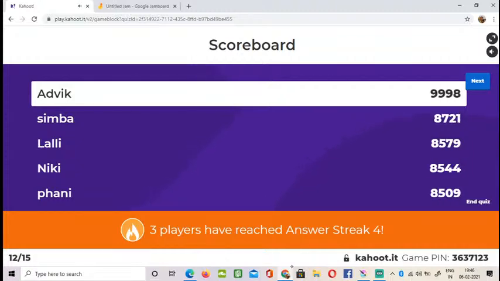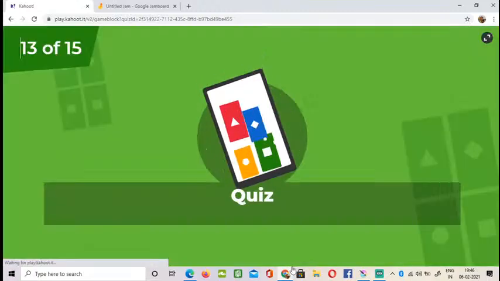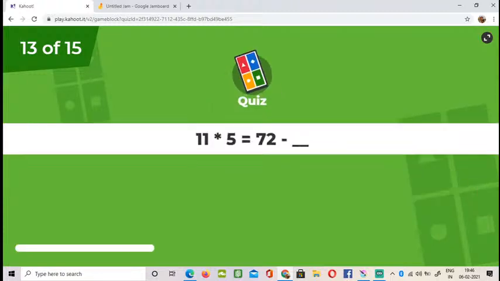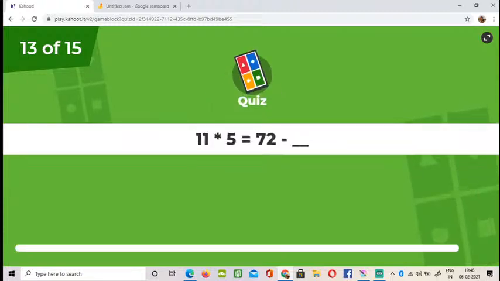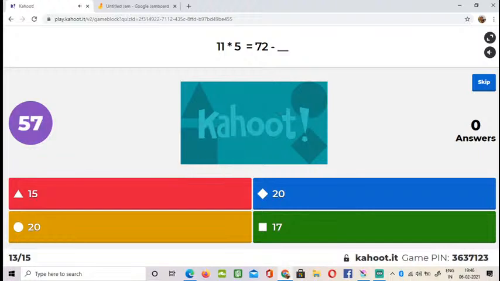So there are no changes in the scoreboard, but everyone has got the correct answer. Good. So now let's see the next question. So here you have the next question. 11 times y equals 72 minus... 11 5s are 72 minus what?